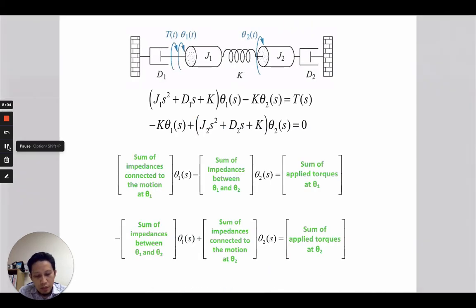Before that, we can summarize the steps to find the equation of motion for the rotational system. It is similar to the steps that we use to find the equation of motion for the translational system, where we have the sum of impedances connected to motion at theta 1, minus the sum of impedances between theta 1 and theta 2 times theta 2, equals the sum of applied torques at theta 1. Then we can use the same concept to find the equation of motion for J2.